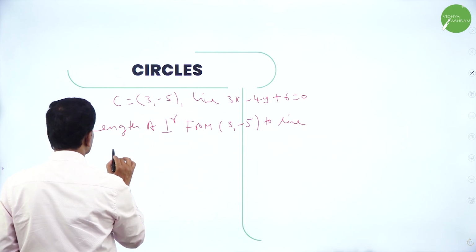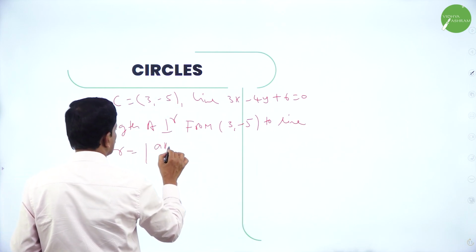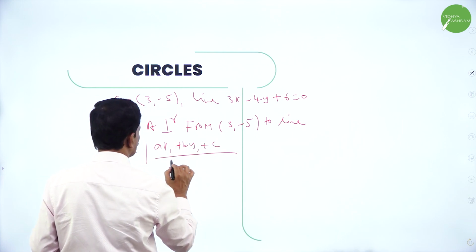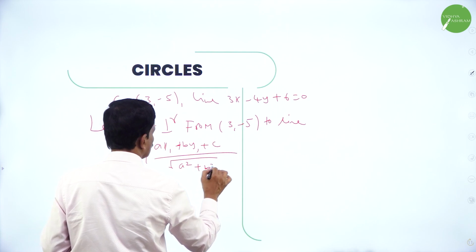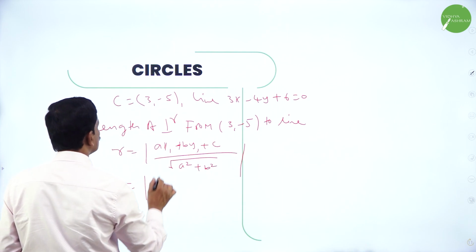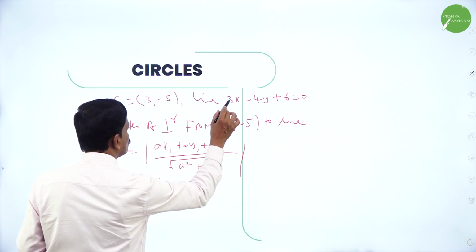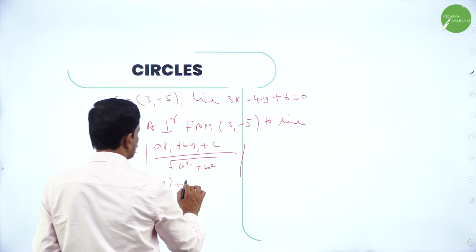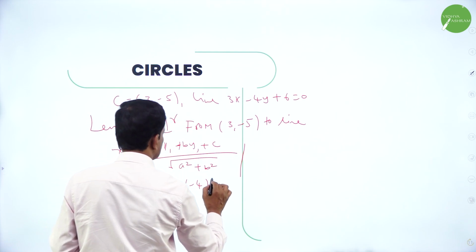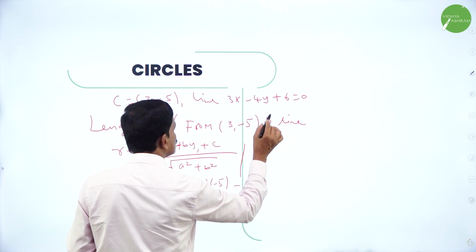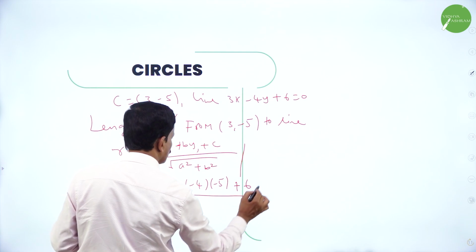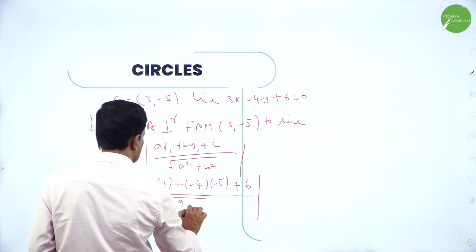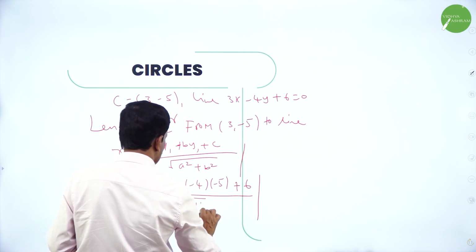That is nothing but the radius. So, (ax1 + by1 + c) divided by root of a square plus b square. That is equal to a is 3, into x1 which is also 3, plus b, which is -4, into y1 which is -5, and c is plus 6, divided by root of a square plus b square.